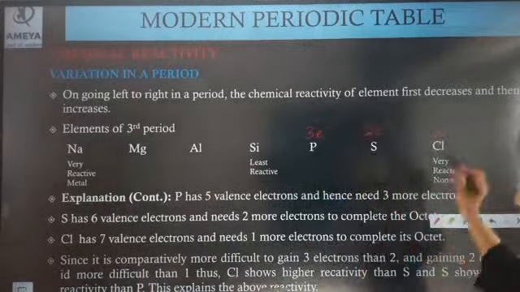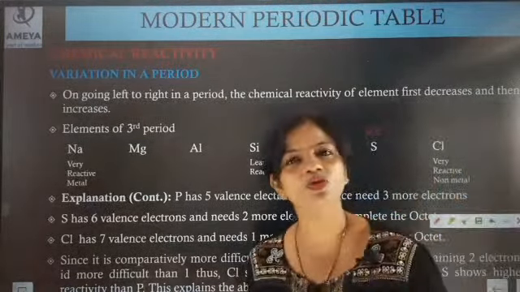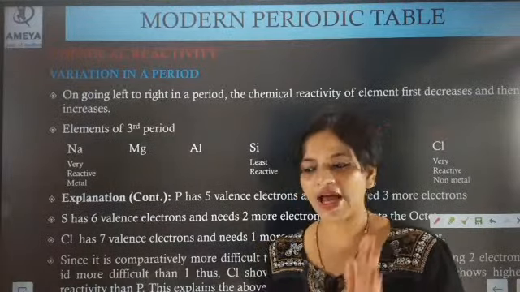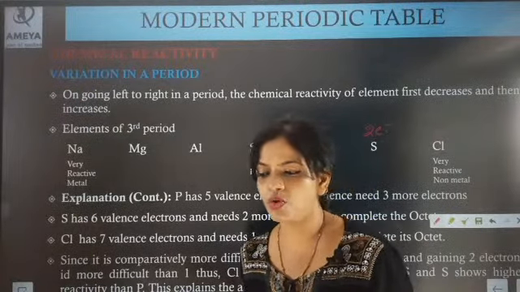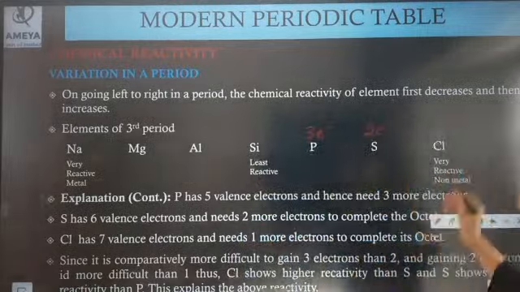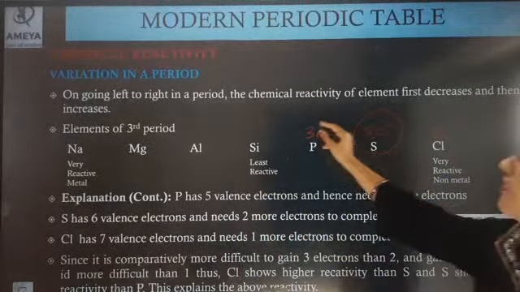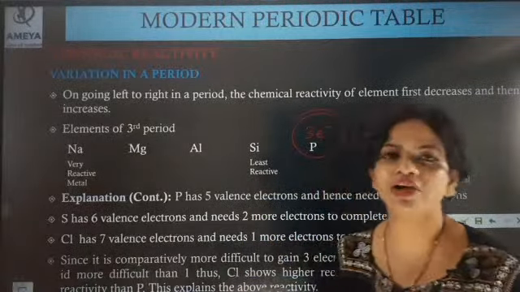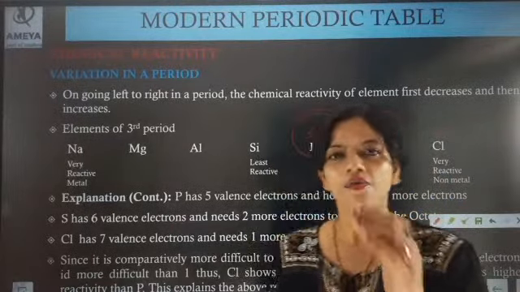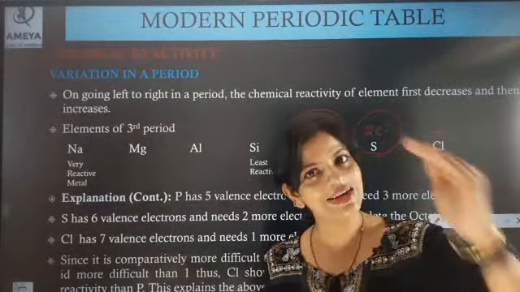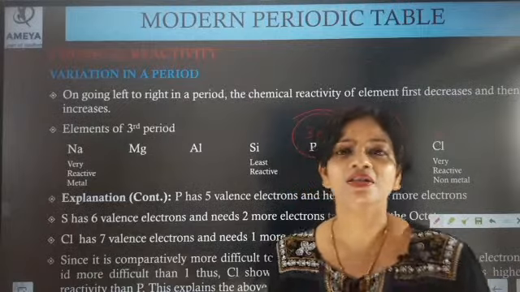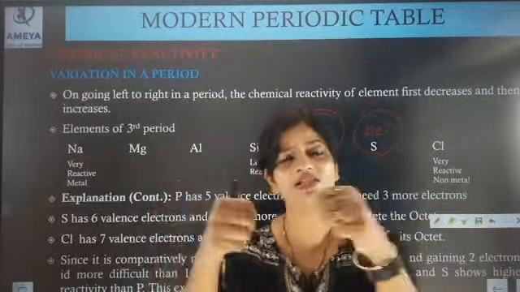Since accepting 1 electron in the outermost orbit is easy, the nuclear charge is going to counterbalance this. But accepting 2 electrons and 3 electrons is quite difficult, because you know that when electrons are getting added in the outermost orbit, then electrons will have repulsive force.